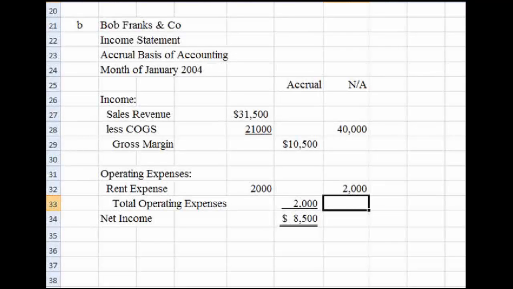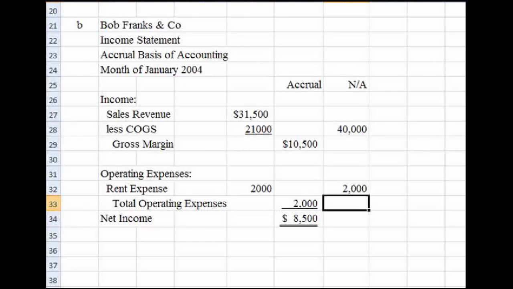Requirement C asks us to explain what caused the difference between the income statement prepared under the cash basis and the one prepared under the accrual basis. I would hope from the discussion that we just went through that you would be able to answer this requirement in a brief but complete manner. I will leave that up to you.